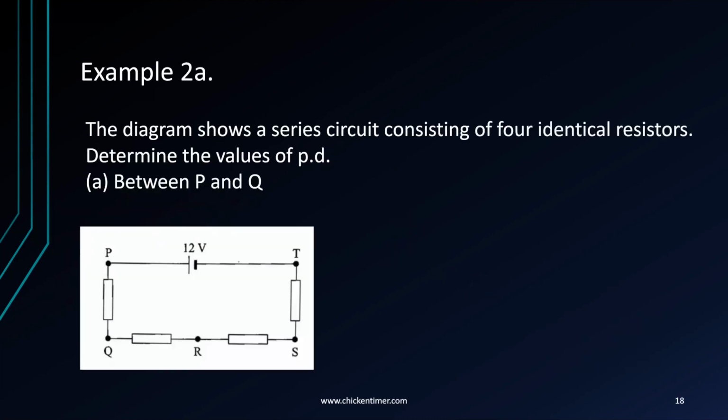So we have two identical resistors. Then find the PD between P and Q. So I can put this as 1, 2, 3, 4. Then this is P, this is T. Then for PQ, Q is after the first resistor, so Q is here. Then R is here, then S is here. So find the PD between P and Q. Because the resistors are the same, the PD across each resistor should be the same, so what you do is you take 12 divided by 4.